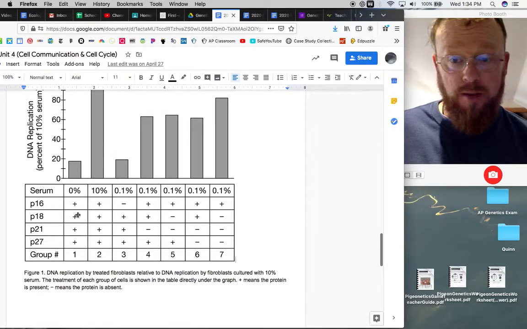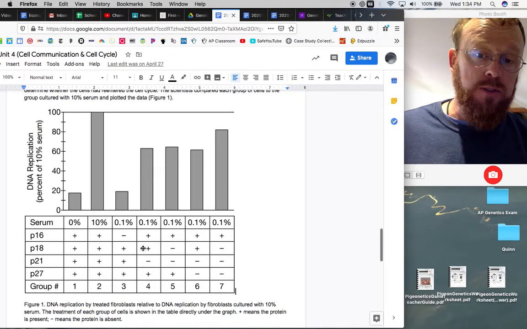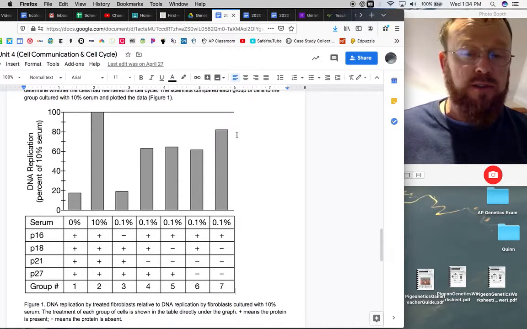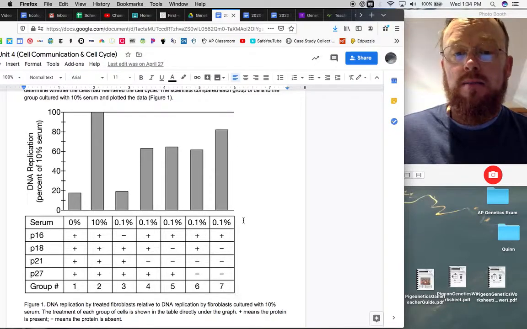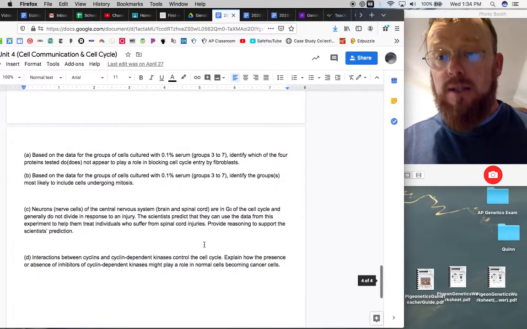Okay, group 2 is not an option because it's not in 0.1% serum solution. So it would be either all 4 of these, or if you decide that only 7 reached the threshold that indicates it's entered back into the cell cycle, fine, but one of those two options.